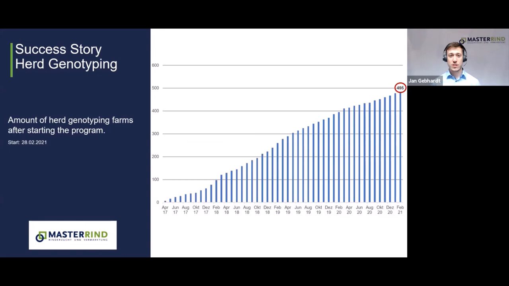This is the amount of herd genotyping farms, or rather, these are the CowVision farms. This is the sample where we gain all the data for health traits and calf traits from all these farms. They have an average of around 300 cows, so that you get a rough number. Otherwise, Jana will tell you in the chat function how many herd genotyped cows and heifers we already have in Germany, how many animals we genotyped.